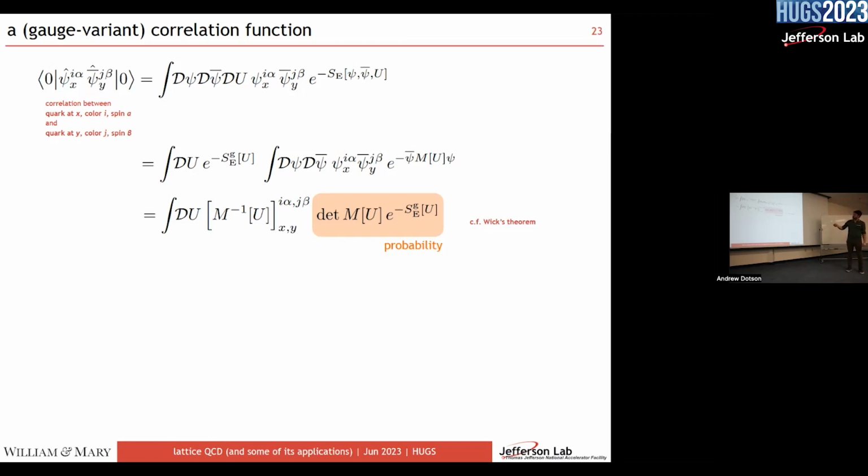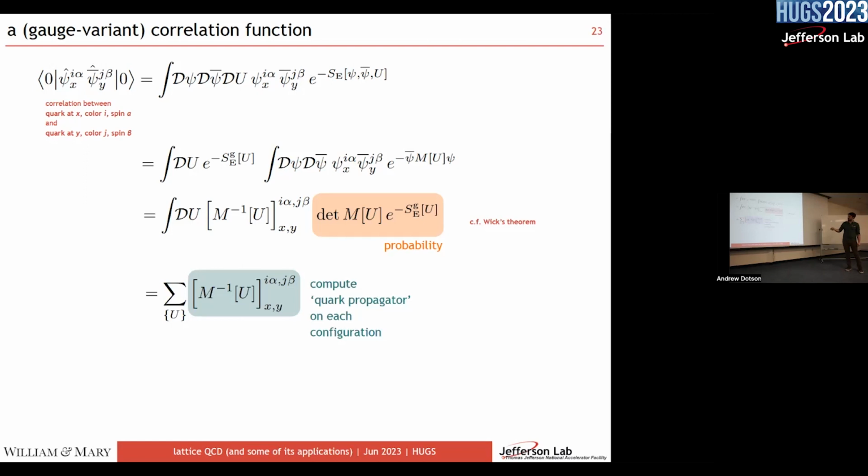So look at what we've got here. It's the sum over all the gauge fields, the inverse of the Dirac matrix on that gauge field, multiplied by the weight that we drew gauge fields from. So if we want to compute this, all we have to do is compute M inverse on each configuration U and average them. And that will give us the value of this correlation function. This thing, for what I hope are obvious reasons, we call the quark propagator. It's essentially describing the propagation of the quark through that particular gauge field configuration.